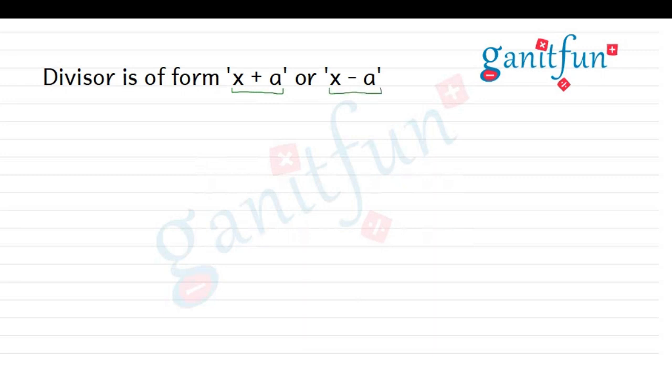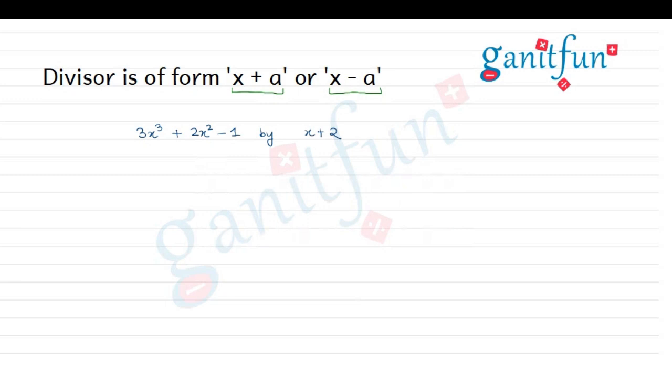So this synthetic division method only works when the polynomial by which we are dividing is of the form either x plus a or x minus a. Let us understand this method by using an example. Say the polynomial which we need to divide is 3x cube plus 2x square minus 1, by x plus 2.